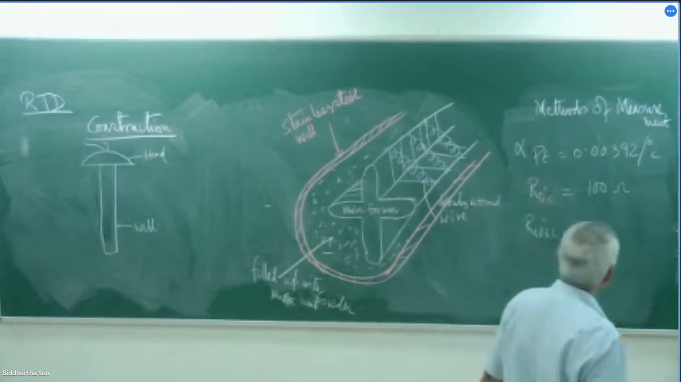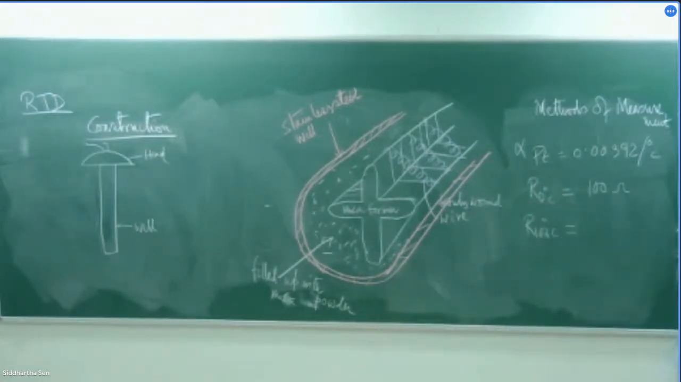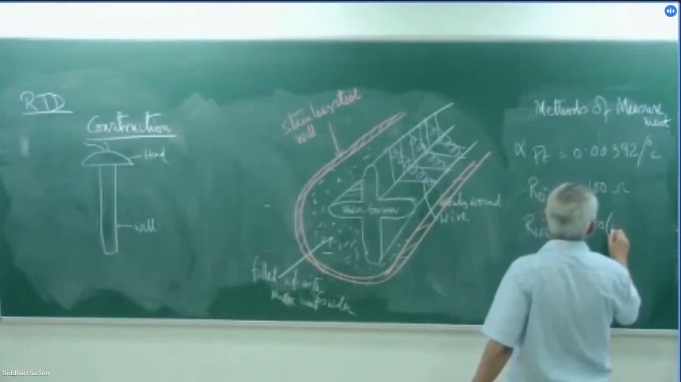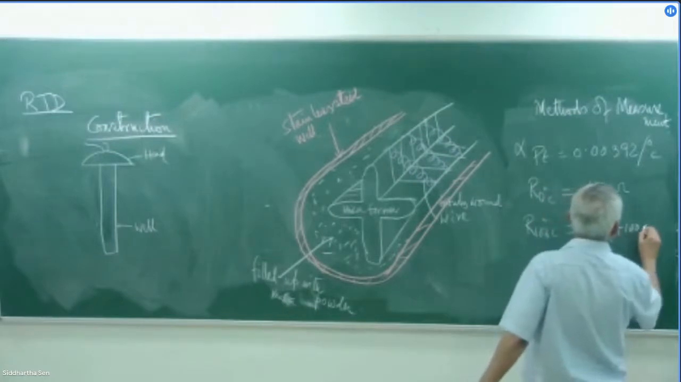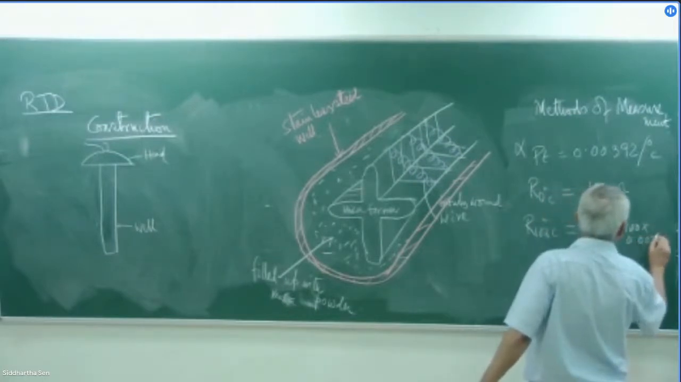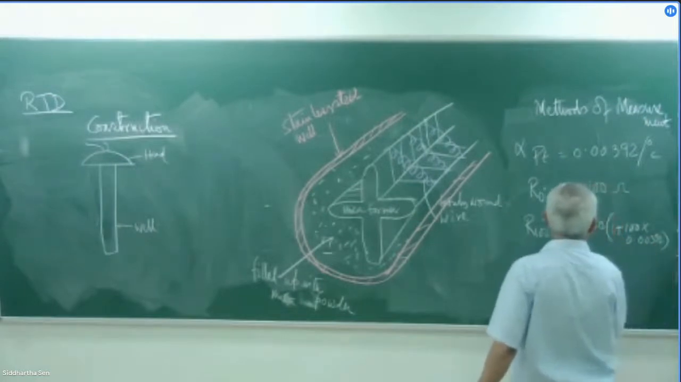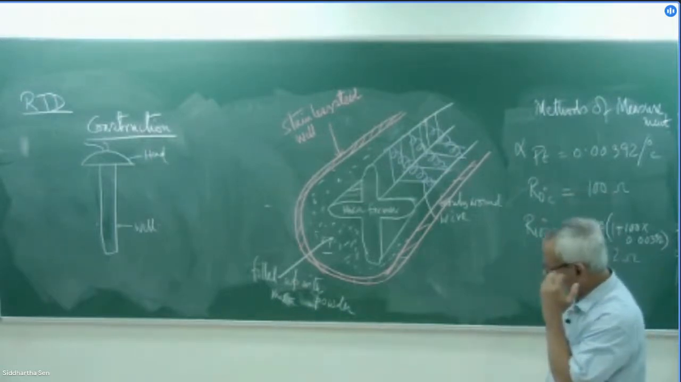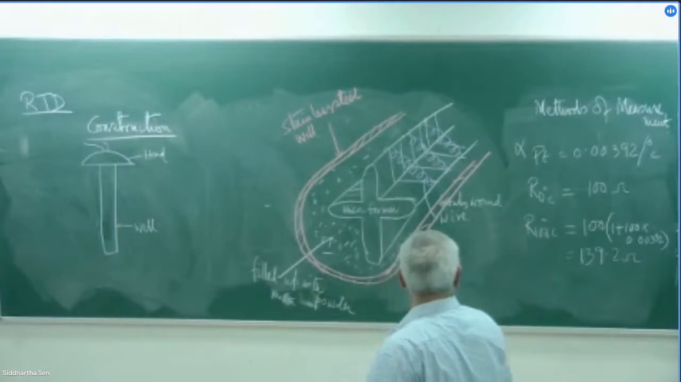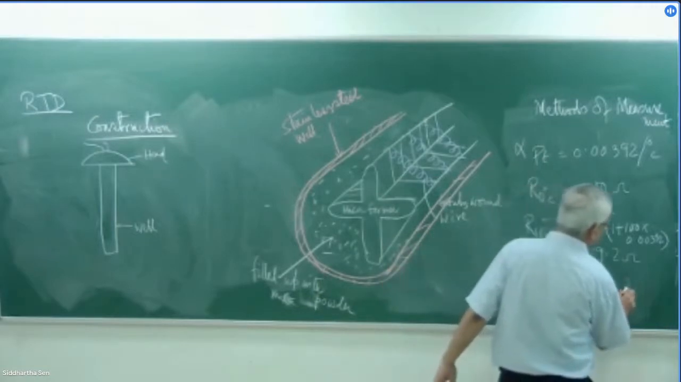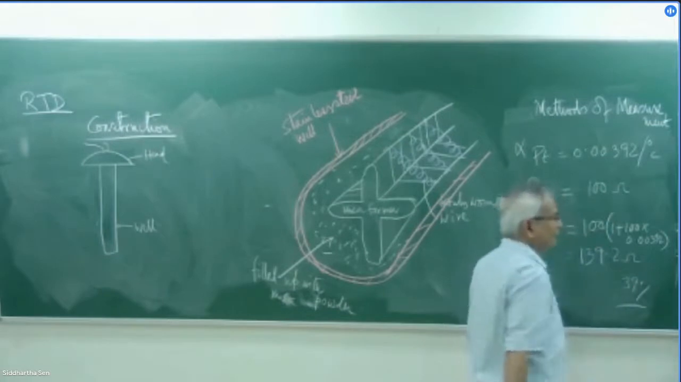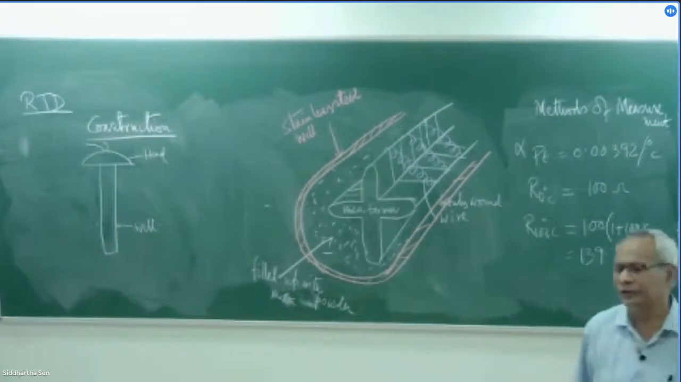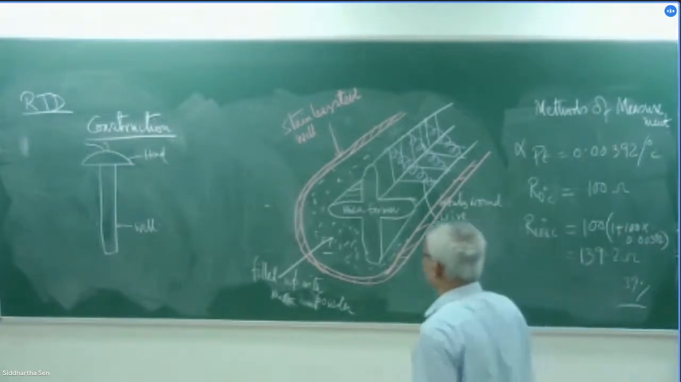Can you tell me? This will be 100 into 1 plus 100 into 0.00392. So it comes to be 139.2 ohm there. And for copper it is 40. So mind it, the change for platinum is 39% there, and for copper it is more, it is 42%, or like this there.